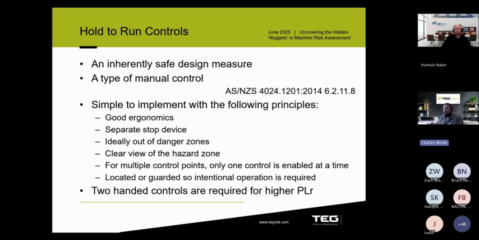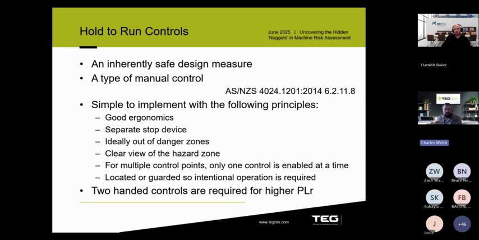This is, I think, quite understated. There's a lot of presence and talk about performance levels and control systems and things like that. But hold to run controls are brilliant in the sense that they're an inherently safe design measure, and so they come under the category of manual control. And you can see that I've put a reference there. I've given you the specific clause to have a look at, but it does fall under a specific clause in the principle section. So that's really good. And it's simple to implement. You just have to observe a few things.